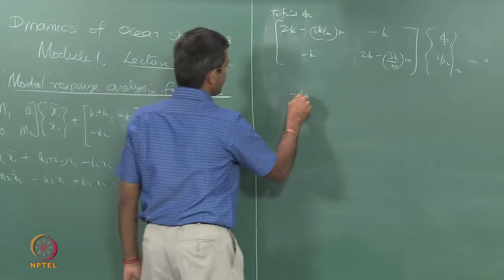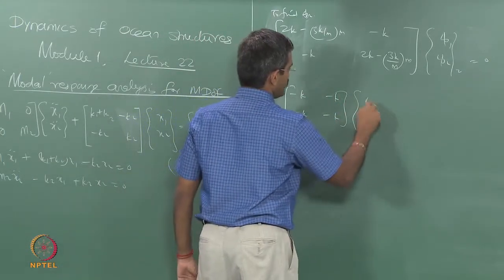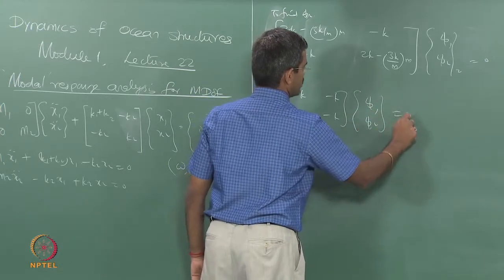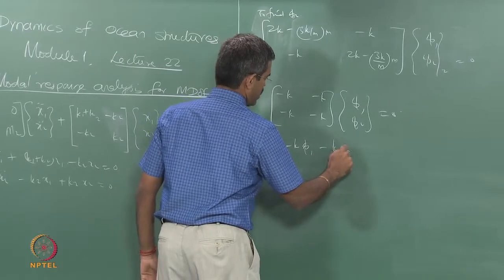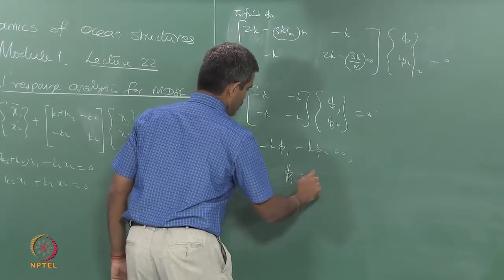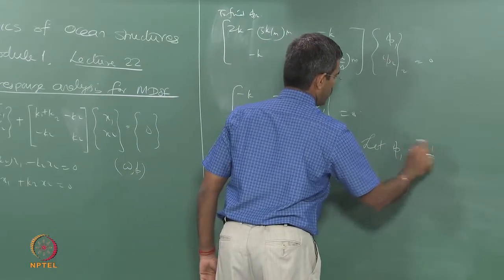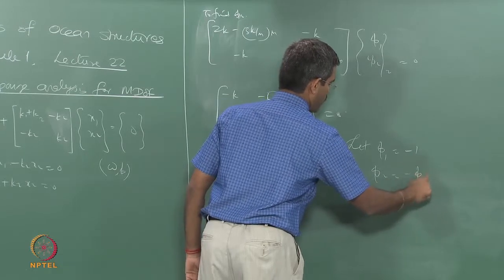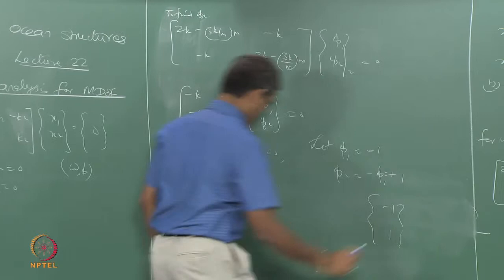So, this implies minus k minus k minus k minus k of phi 1 phi 2 should be set to 0. This implies minus k phi 1 minus k phi 2 is 0. This shows me that phi 1 is minus of phi 2. So, let phi 1 be minus 1 and phi 2 will be minus of phi 1, which is plus 1. So, the vector is going to be minus 1 and 1.